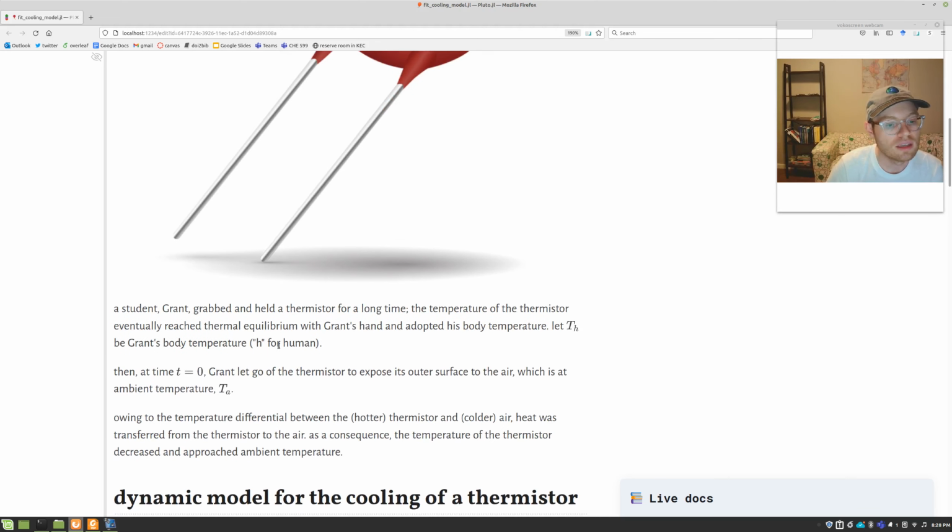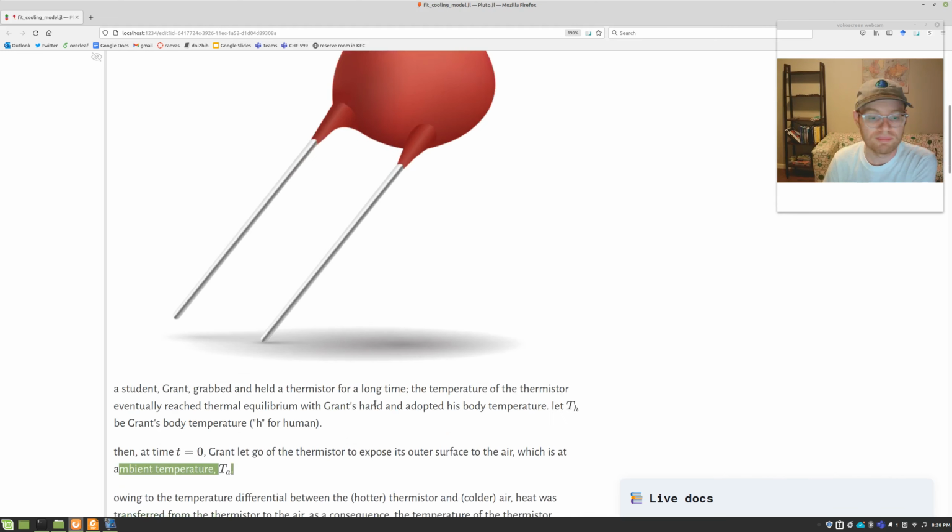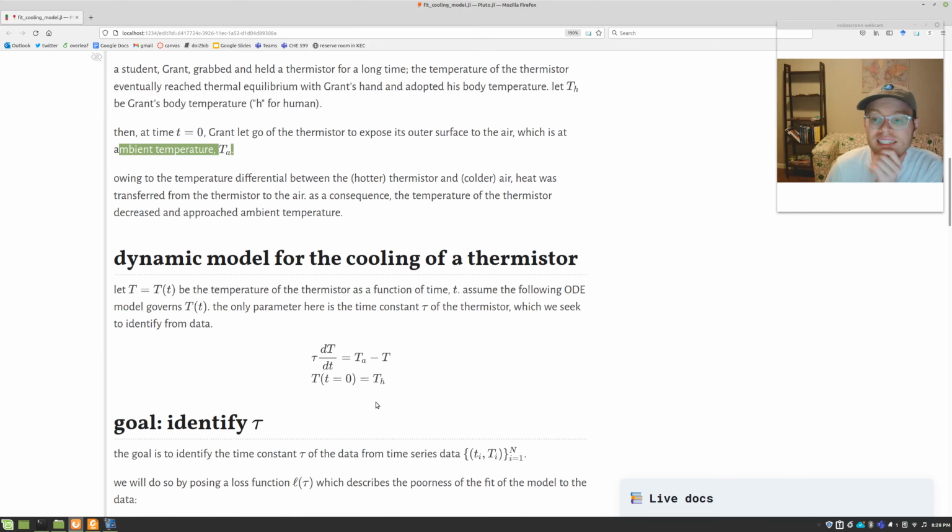Okay? So we're going to let TH, H for human, be the temperature of Grant, or just the human body temperature. And TA be the ambient temperature, that's the temperature of the air. So the thermistor is really going to go from TH, and it's going to drop in temperature slowly and approach TA, the temperature of the air. And a time constant is a characteristic time scale for how long it takes for that to happen, but it's more mathematically defined. This differential equation, which I derive for you in the inverse problems lecture. So watch that first before this.